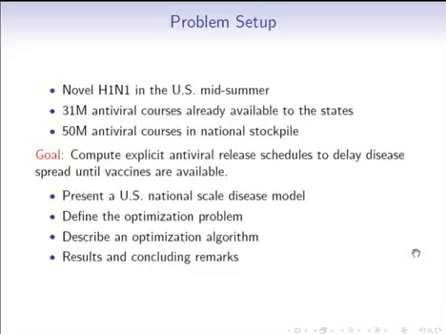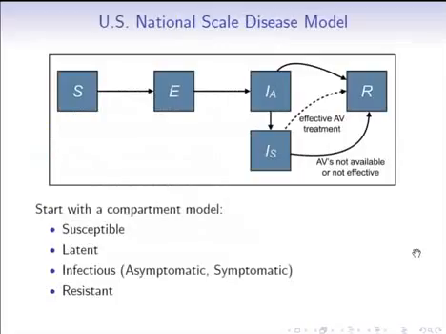So for the rest of the talk, we'll do the following. First, I'll present a U.S. national scale model that we'll use to evaluate these release strategies. We'll define the optimization problem and describe an optimization algorithm we'll use to solve it. And we'll look at the results and some concluding remarks.